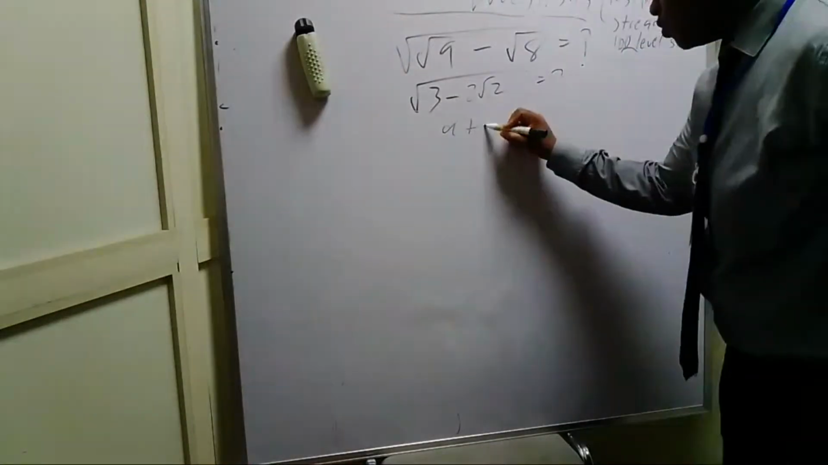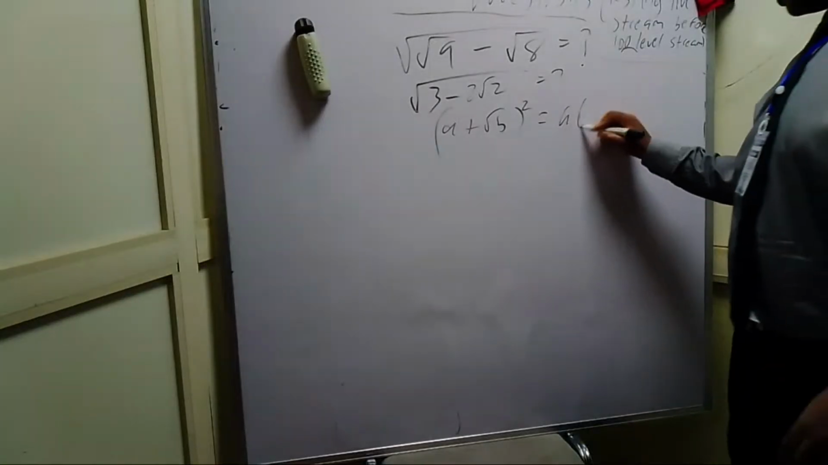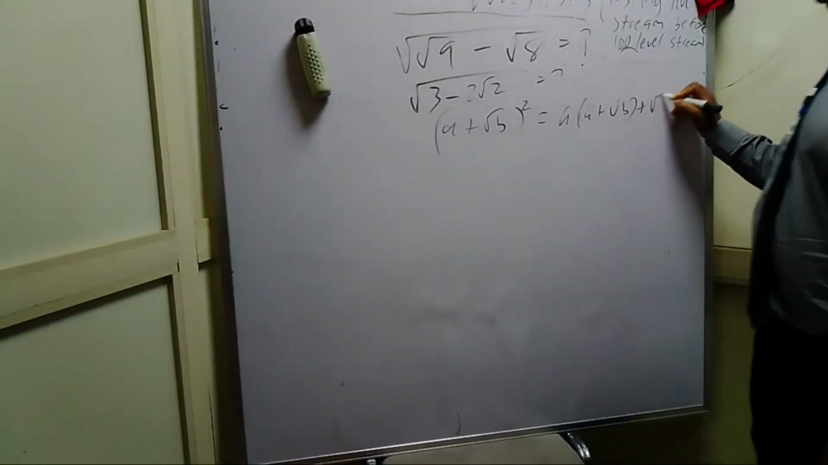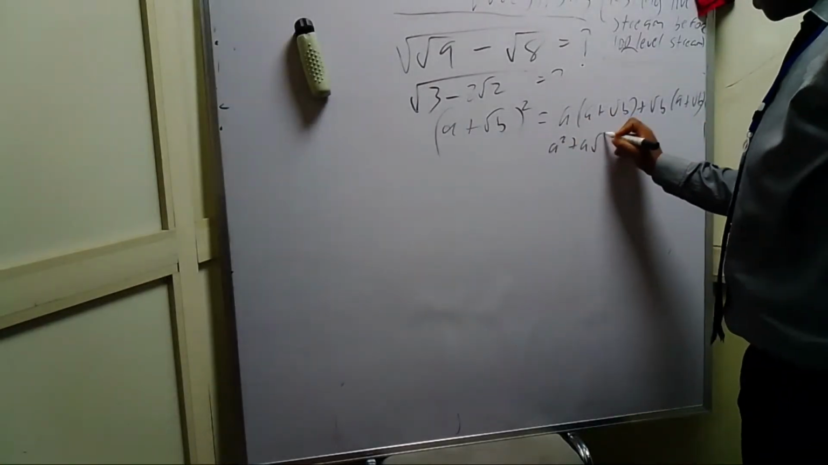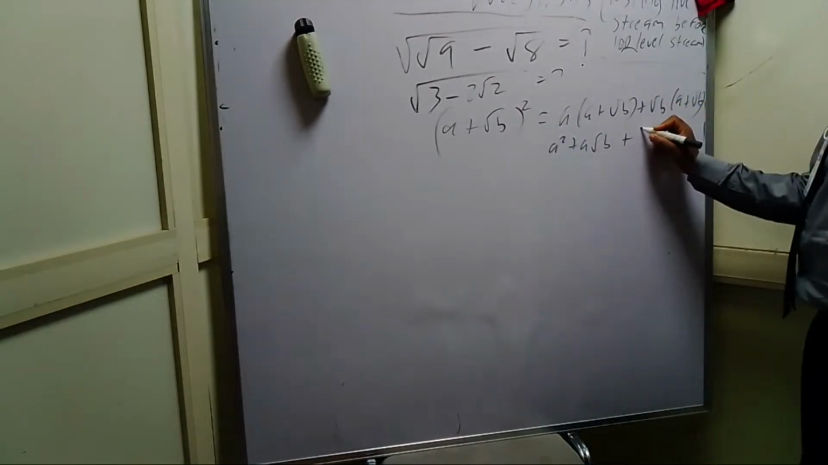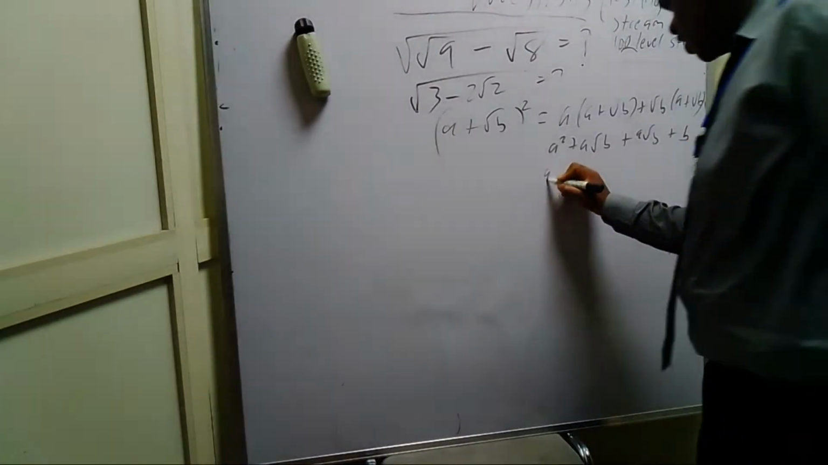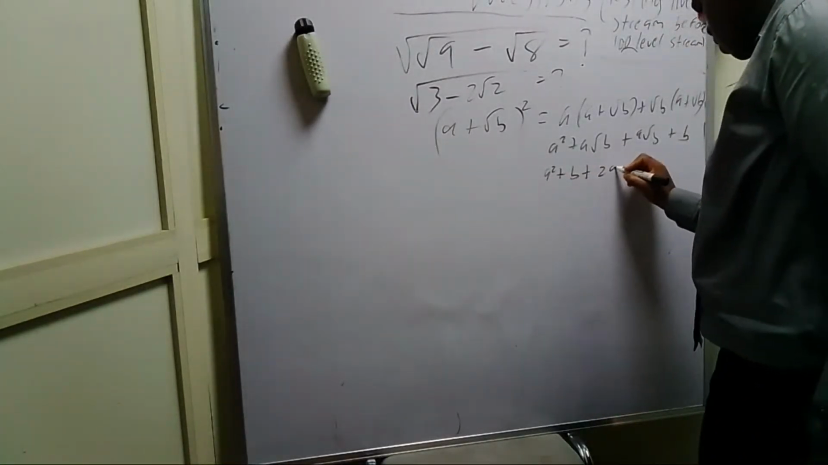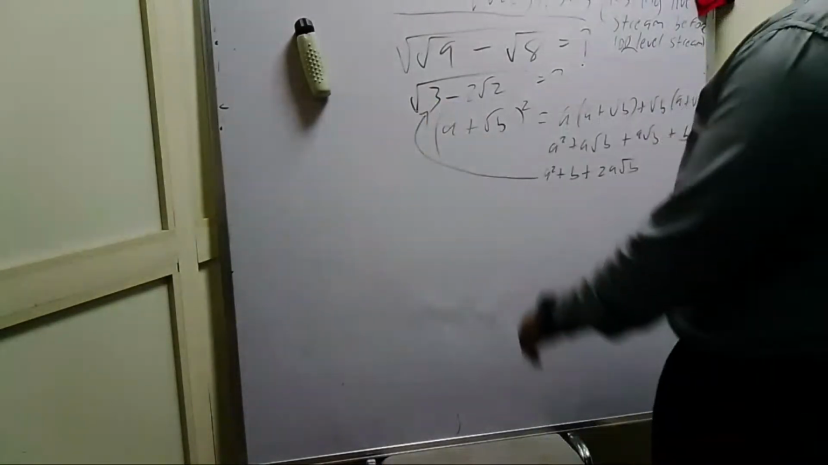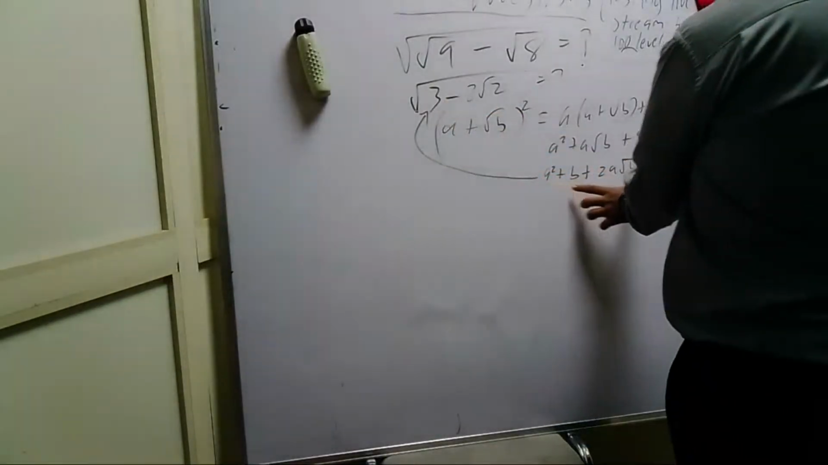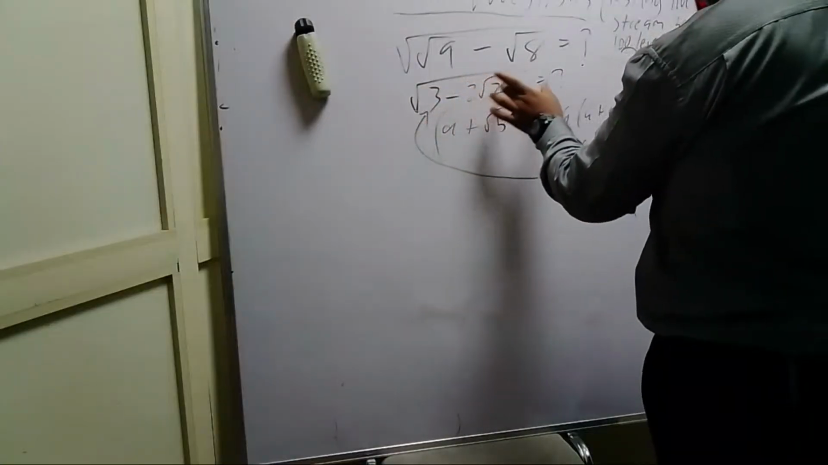I'm going to use a plus root b, so we have to square this. This will now equal a times a plus root b plus root b times a plus root b. A times a is a squared, plus a root b, plus root b times a is a root b again, plus root b times root b, which is b. So we have a squared plus b plus 2a root b must equal this guy inside the bracket: a squared plus b plus 2a root b must equal 3 minus 2 root 2.